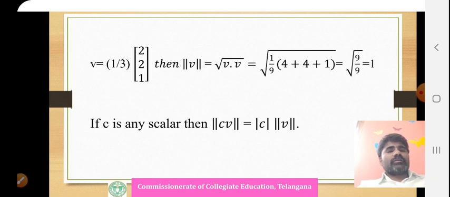This is the length of a vector. If its length is 1, it is called a unit vector. And if v is any non-zero vector, then v by norm v is always a unit vector. It is known as the normalized unit vector, the normalized vector of v.